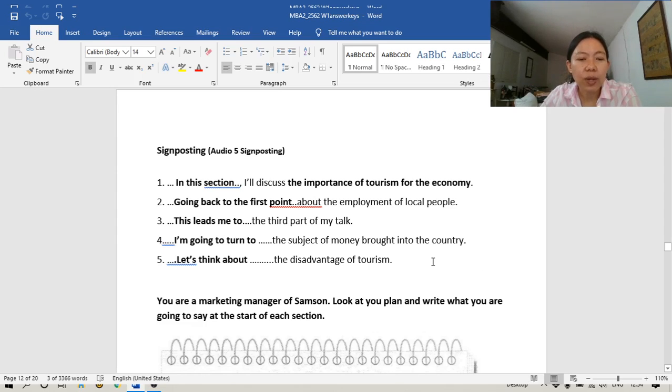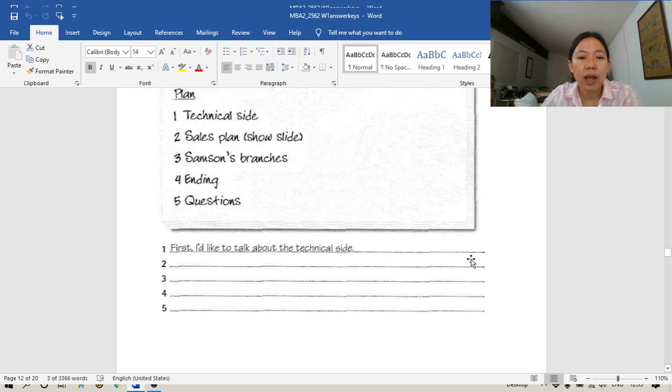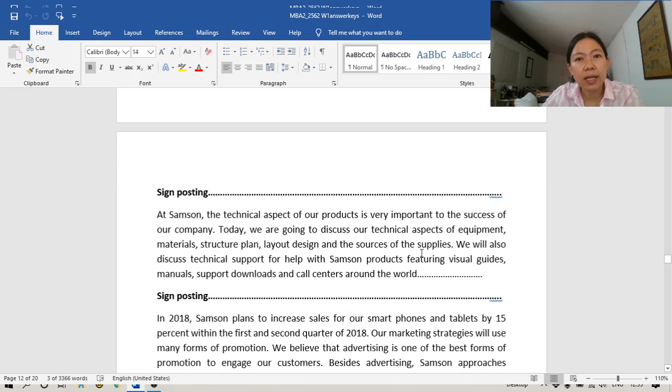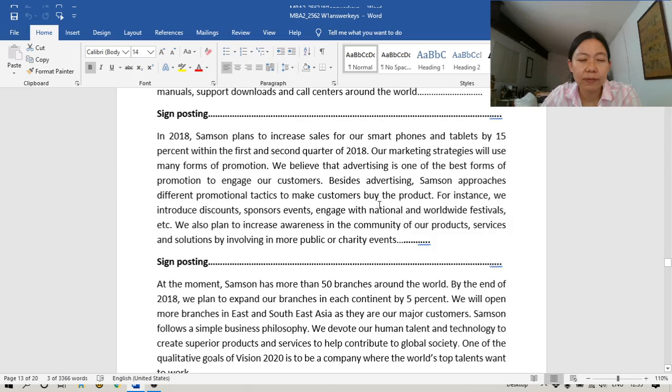And then the last one, "Let's think about." When you say "let's think about," you actually want the audience to think about something. And this will be followed by the topic that you would like the audience to think about. "Let's think about the disadvantages of tourism." Next exercise, we actually have done that in the video, which I asked you to fill in the supporting sentences for each part of the presentation. So we're going to skip that.